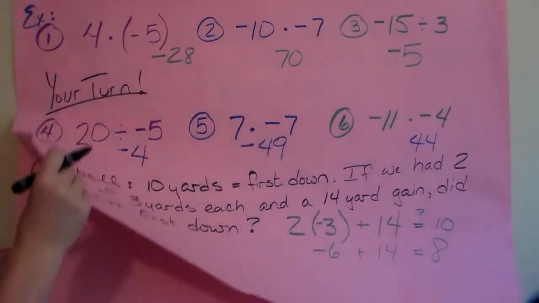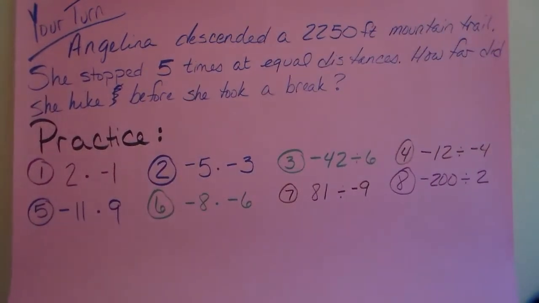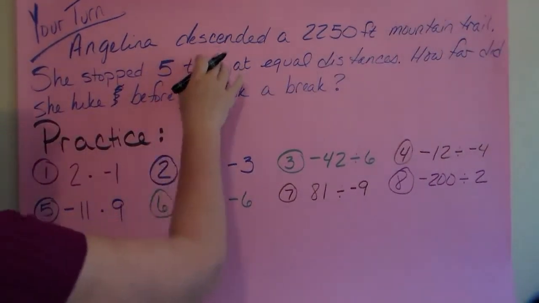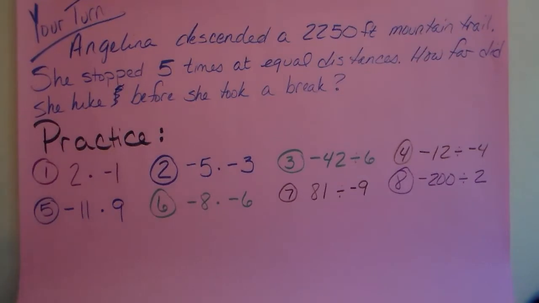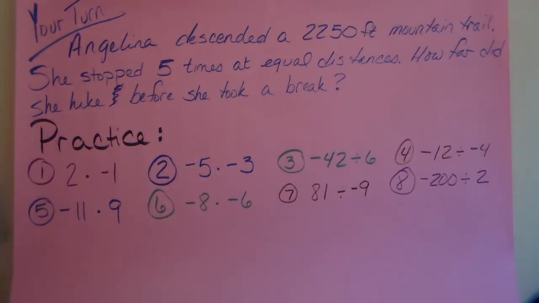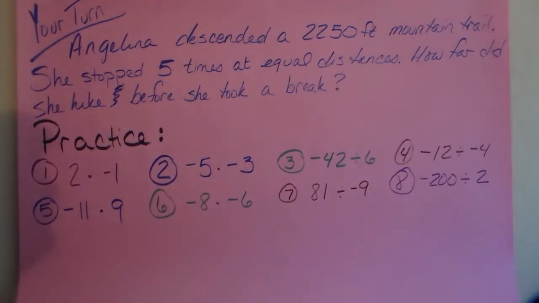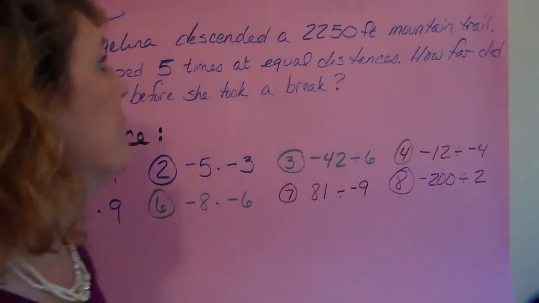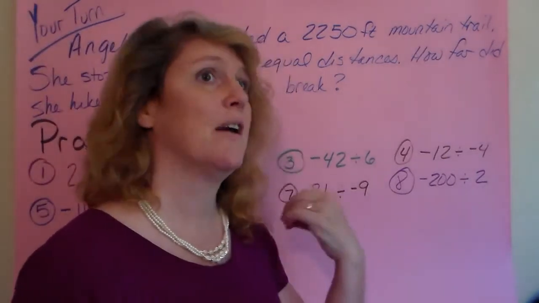All right, you get to try a word problem now. Angelina descended, so she went down, negative, a 2,250-foot mountain trail. She stopped 5 times at equal distances. How far did she hike before she took a break? This is a division problem, so write out the equation. Push pause, give it a shot, come back when you're done.